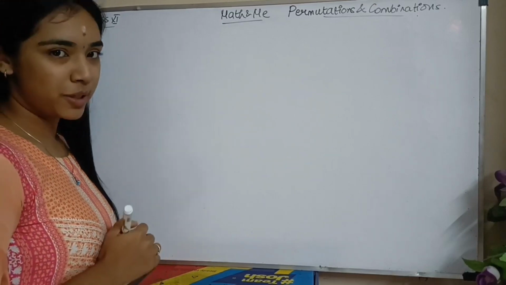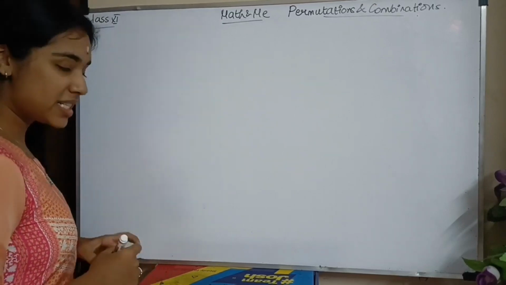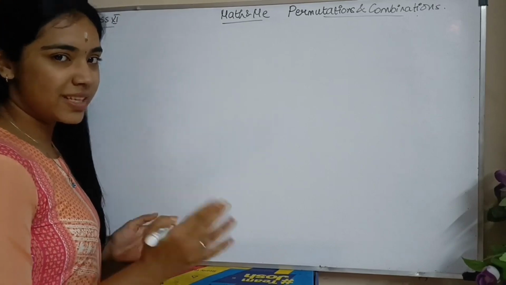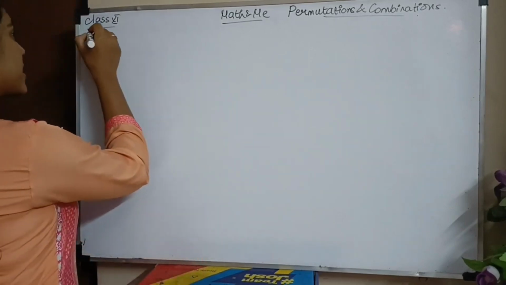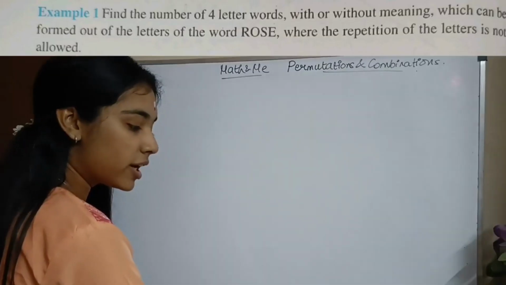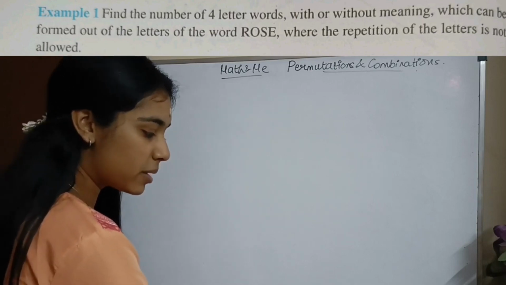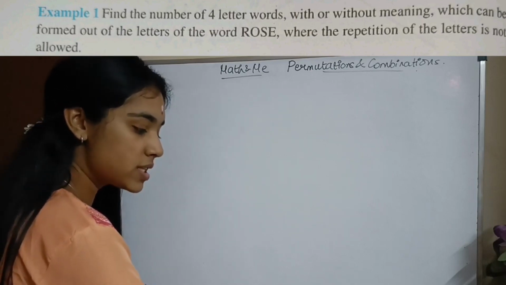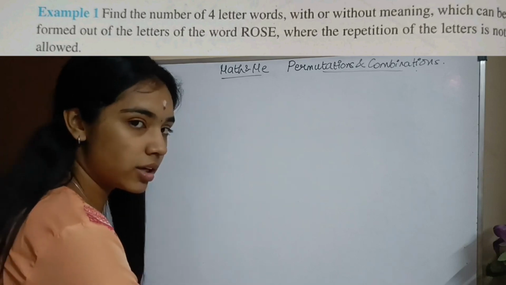Now we are going to learn permutations and combinations, okay? So first, I'll solve example 1. You'll see what is happening, okay? Example 1. Find the number of 4-letter words with or without meaning, which can be formed out of the letters of the word rose, where the repetition of letters is not allowed, okay?